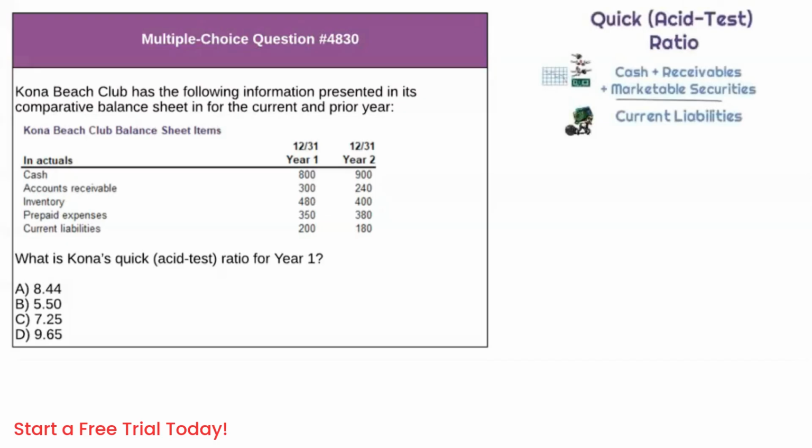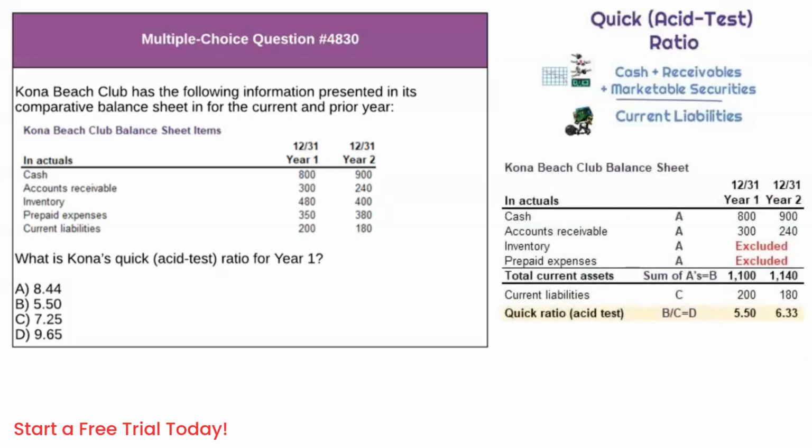As we can see in the top right, the formula for the quick ratio is cash plus receivables, right? Which is accounts receivable plus marketable securities, right? And then we divide that by total current liabilities. And that includes all current liabilities. So in the question, they give us the Kona Beach Club balance sheet, right? There's a few items on there. Let's go ahead and plug them into our formula.